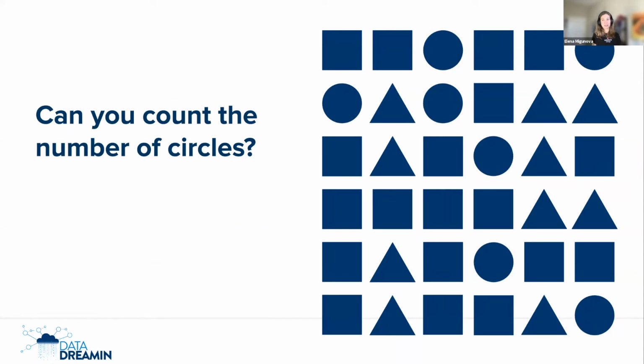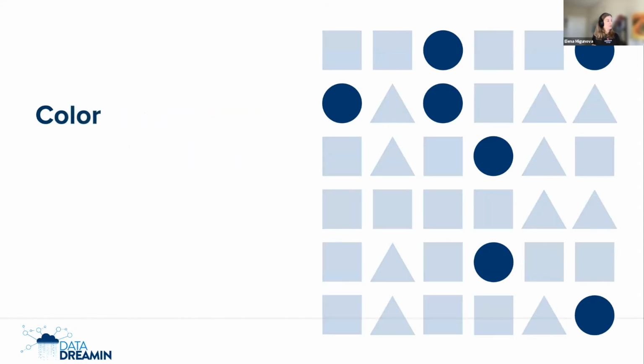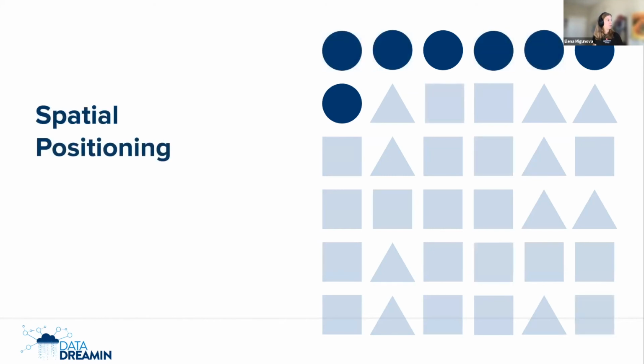Let's see if we can make it easier by applying those CRAP principles. Well, if we apply color contrast, is that easier now? Well, I hope so. It really looks easier to me now that I can clearly focus on what I need to be counting. Now we can make it even easier when we apply spatial positioning and put all circles close to each other and together. Now it's even simpler for me to count.